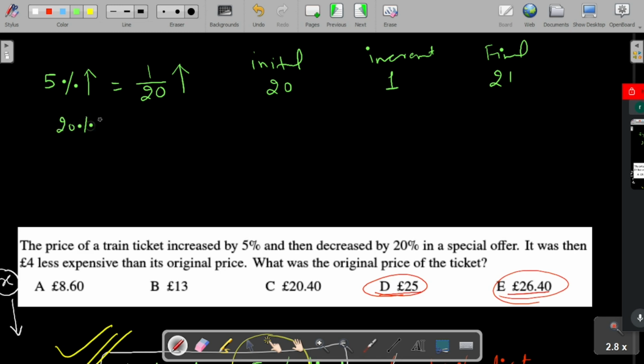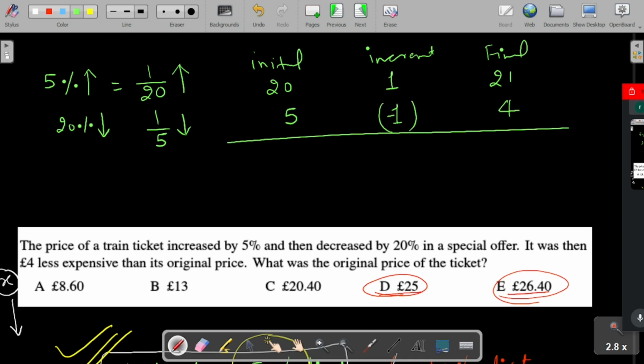Again, 20% then for decrease. It means 1 by 5 is going to decrease. So initial is 5, and 1 has been decreased. So final was 4. Any problem? No. Now do this: 25 into 100, and this 21 into 4 is 84.